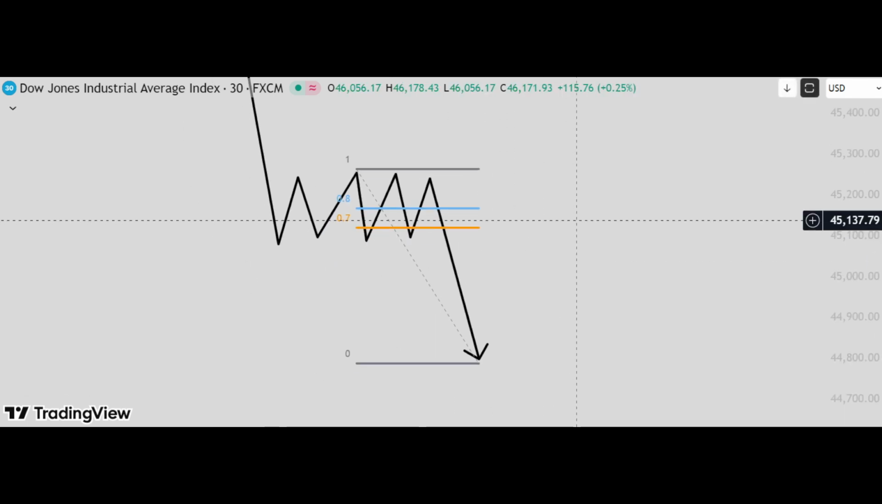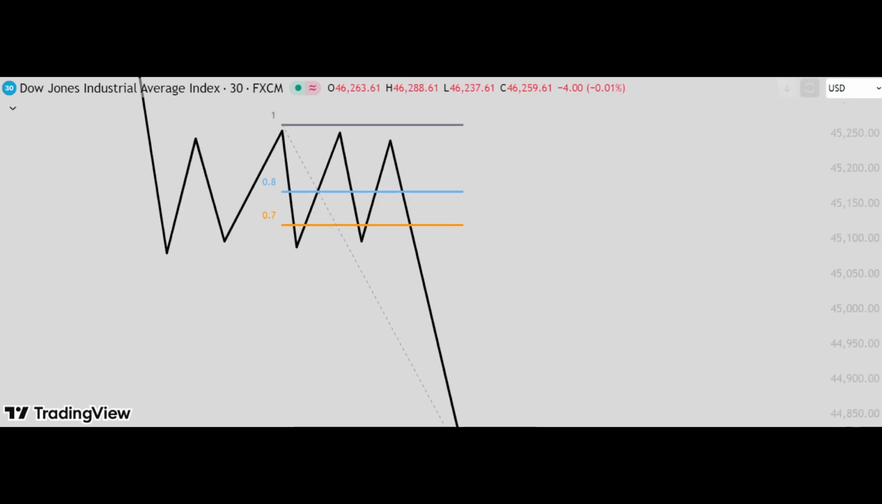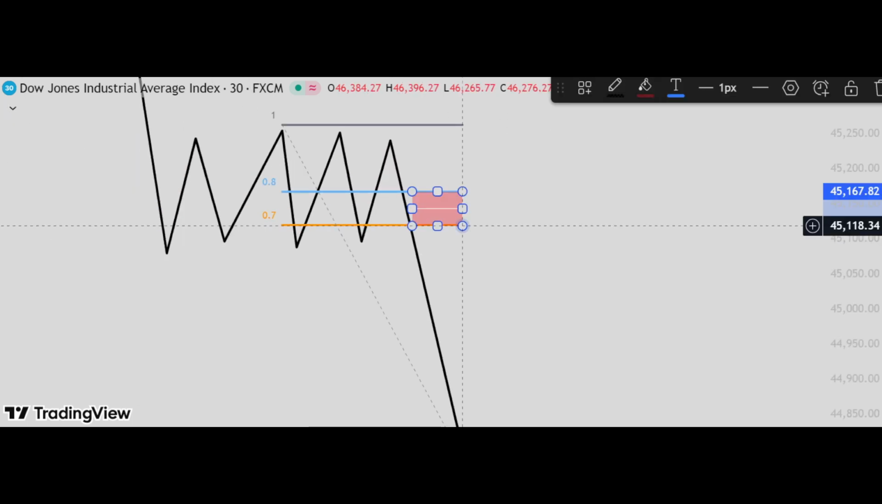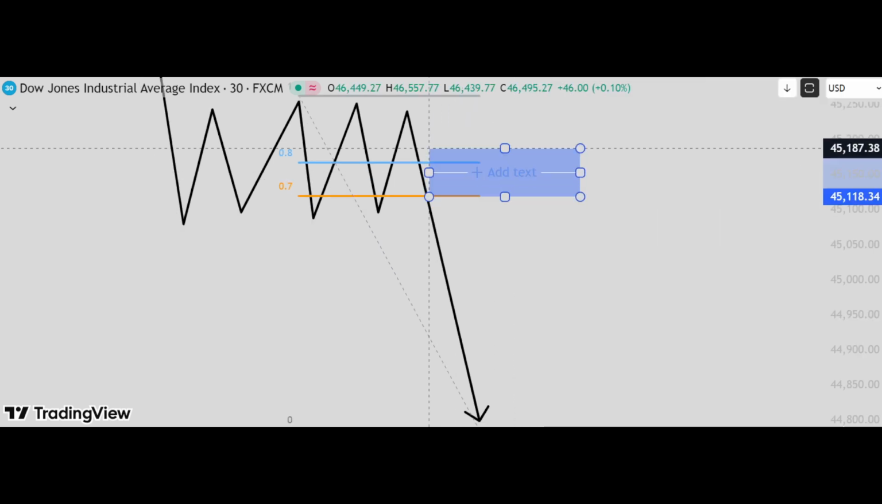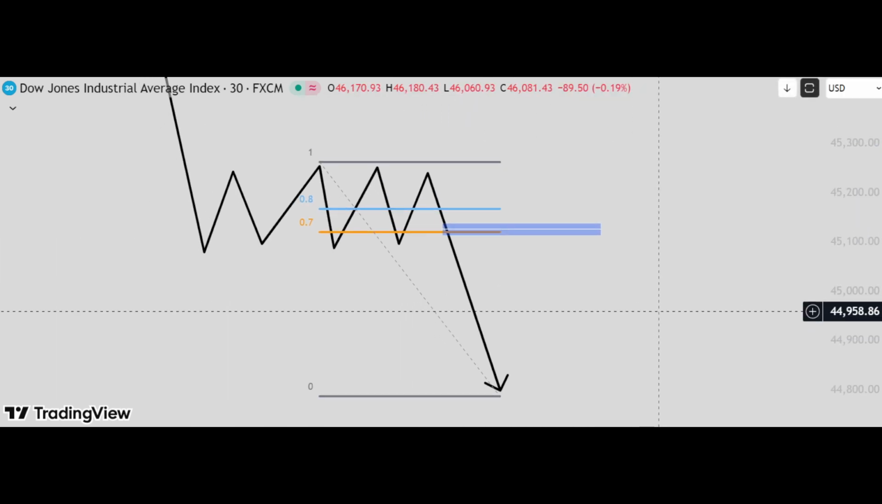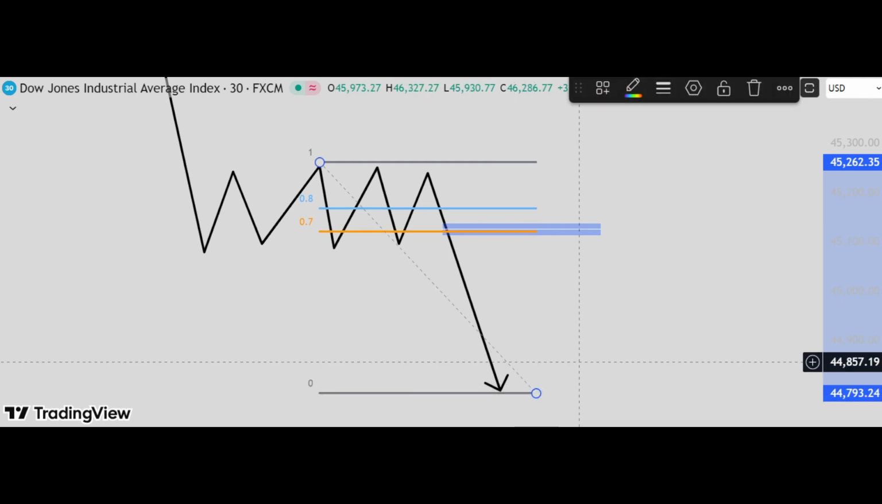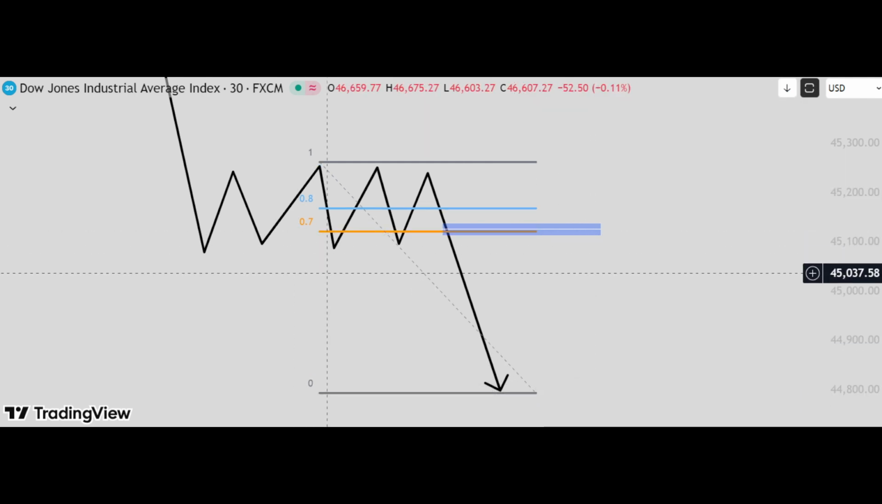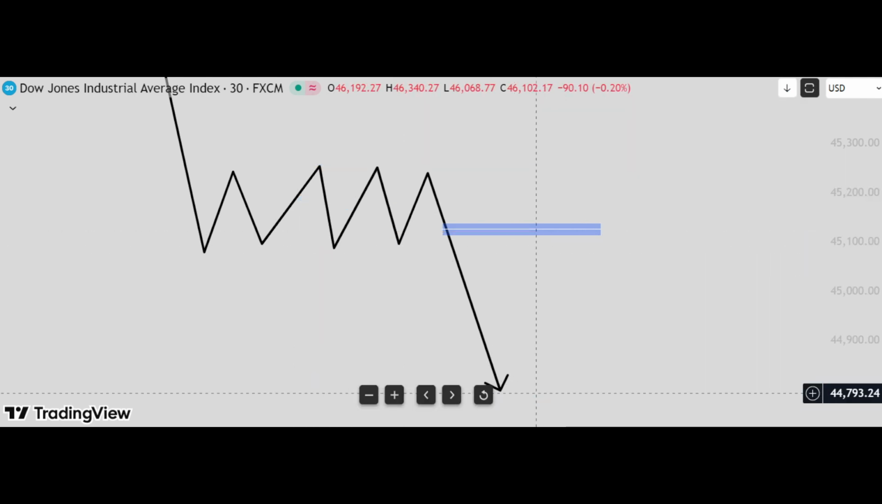So now what we are looking for is candles touching either 0.7 level or 0.8 level. It could be something like this or something like this. It is very simple and easy to identify supply and demand candles using these Fibonacci levels. Let me show you an example.